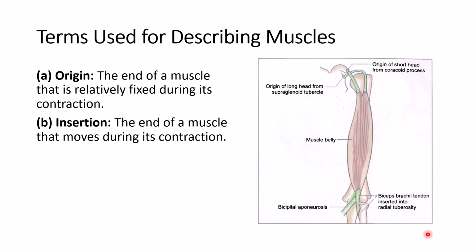You should know in the muscles what is the origin and the insertion of the muscle. See here, origin is where the muscle is originating from. This end of the muscle is relatively fixed during its contraction. It will not move. See here, this muscle is originating from the bones here. So this is the origin, and this origin is fixed. But the insertion is where it is inserting, where it is ending. That end of the muscle which is moving during contraction is called the insertion. So remember this: the origin doesn't move, but the insertion moves during contraction.